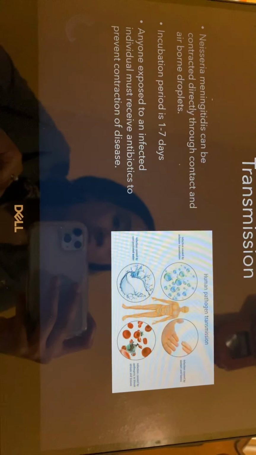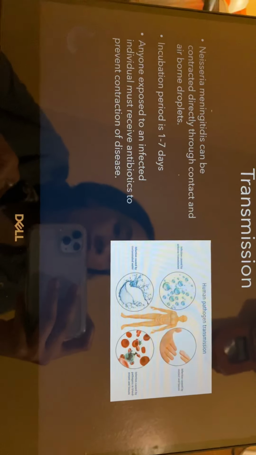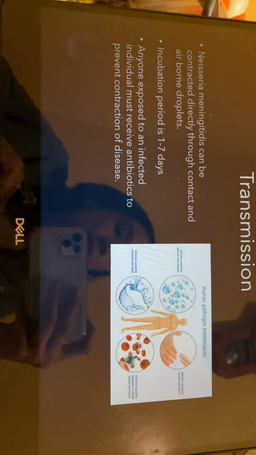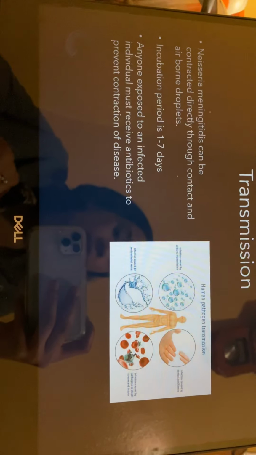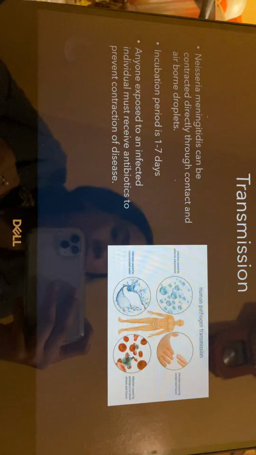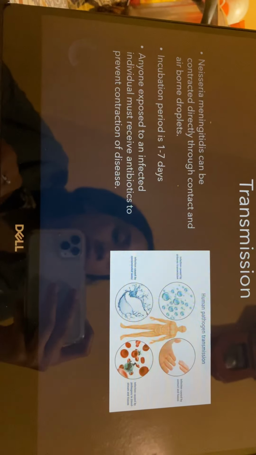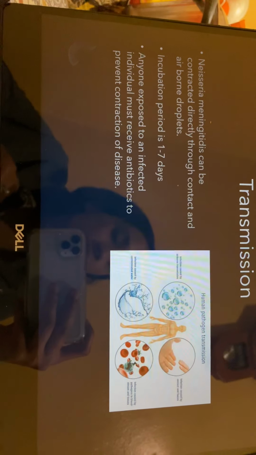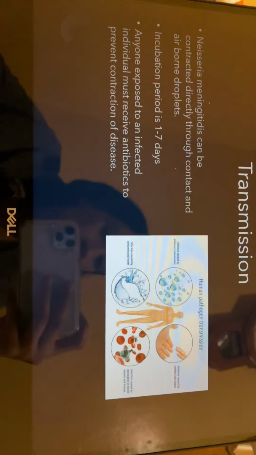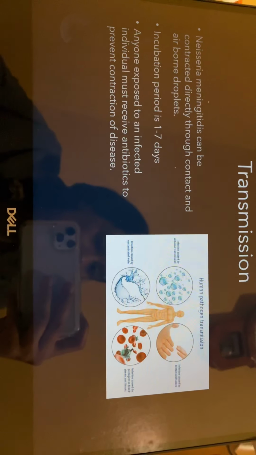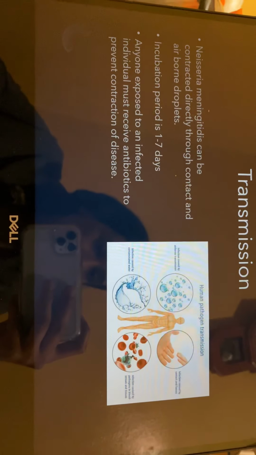So Neisseria meningitidis can be transmitted directly through contact and or airborne droplets. Incubation period is usually 1 through 7 days. Anyone who is considered exposed to an infected individual must receive antibiotics to prevent contraction of disease. And there is my little picture of transmission of human pathogens.